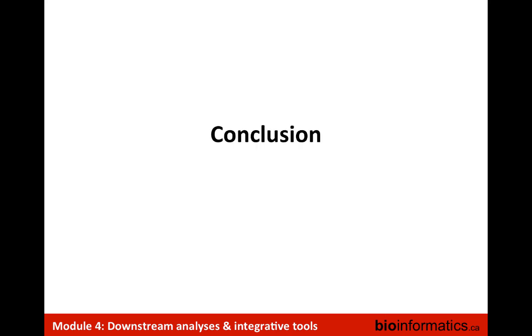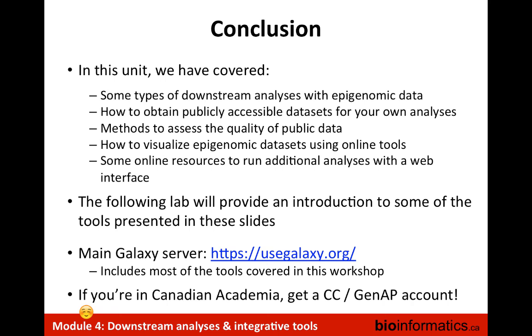So, conclusion. In this unit, we've covered some types of downstream analysis with epigenomic data, how to obtain publicly accessible data sets for your analysis, how to assess the quality of the data that you've downloaded, although that was also covered by other modules before, how to visualize epigenomic data sets using online tools, and some ways to run some types of analysis with a web interface, although it's not completely over. We'll do the promised live demo after this.